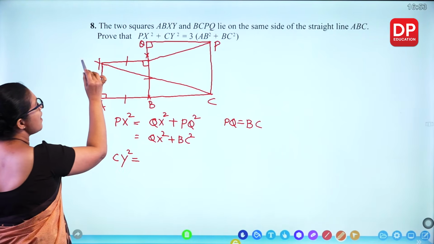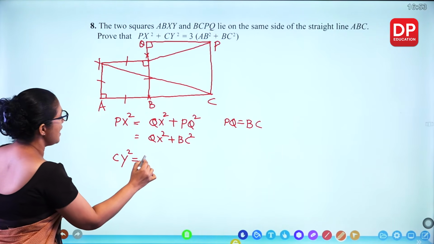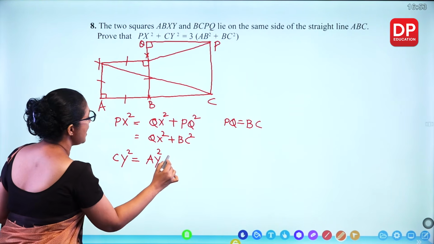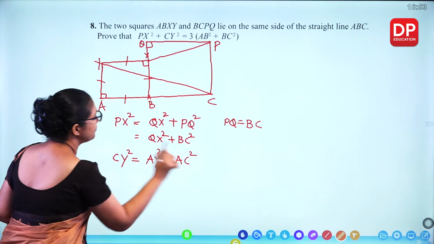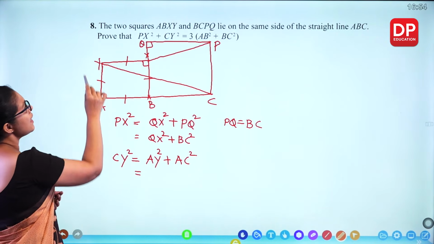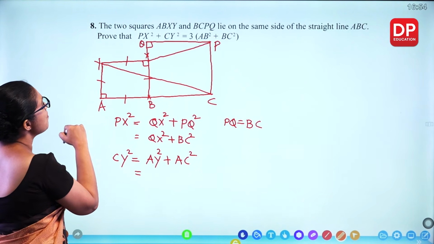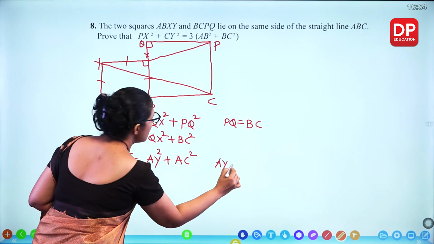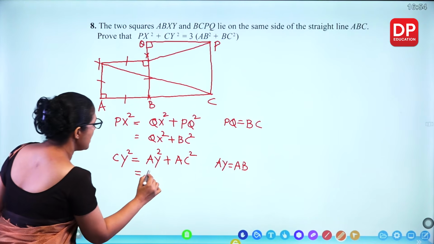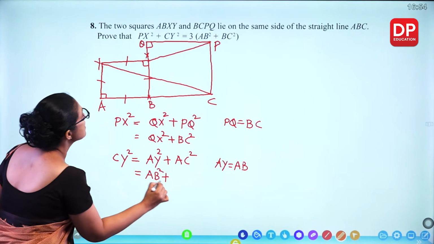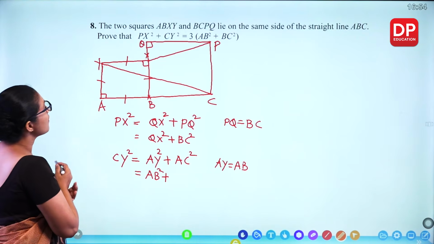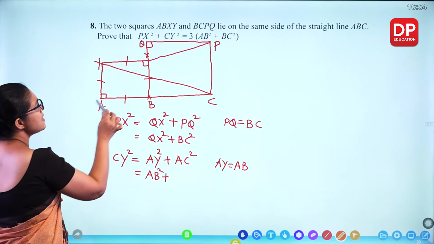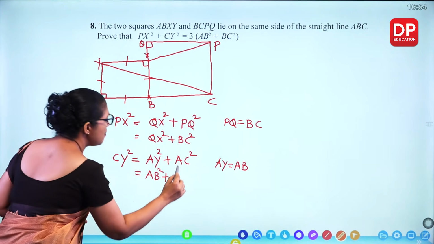CY squared I can write AY squared plus AC squared. What is AY? AY is not there. AY is same as AB. So I can write AB squared plus AC squared. AC squared, how can I write? I can write AC as AB plus BC.